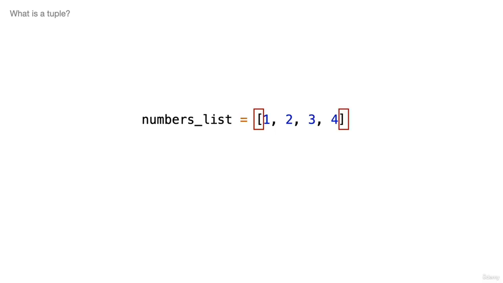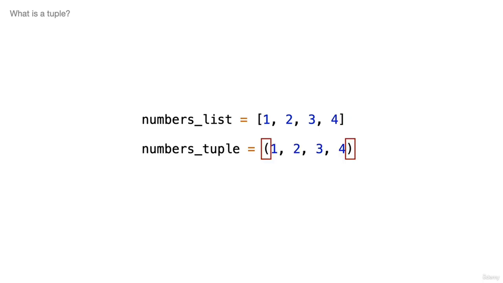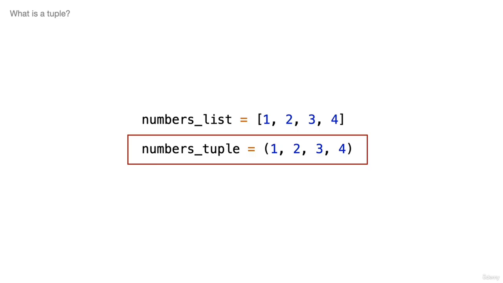In the previous chapter, you saw how to create a list with numbers. Here is a list with the numbers 1, 2, 3, and 4. Notice the square brackets. Here is a second list with the numbers 1, 2, 3, and 4. This time as a tuple. Notice the round brackets. Now you know what a tuple looks like. But what is a tuple good for?